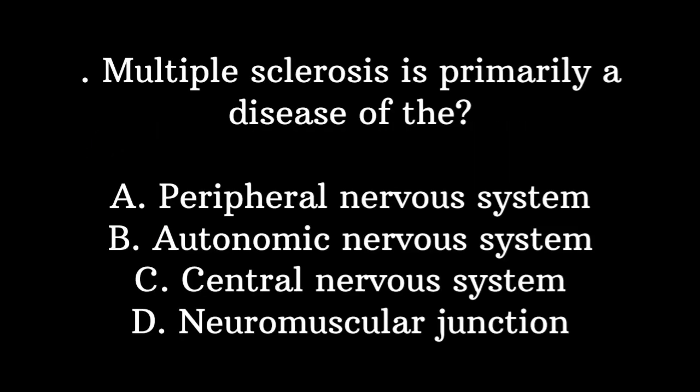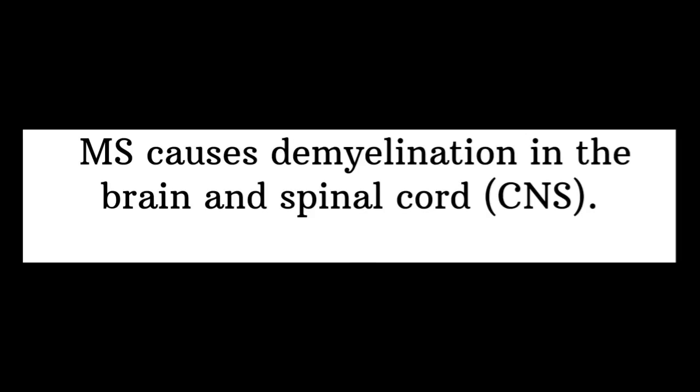Question: Multiple sclerosis is primarily a disease of the. Options: A. Peripheral nervous system, B. Autonomic nervous system, C. Central nervous system, D. Neuromuscular junction. The correct answer is option C, central nervous system. Multiple sclerosis causes demyelination in the brain and spinal cord, that is CNS.